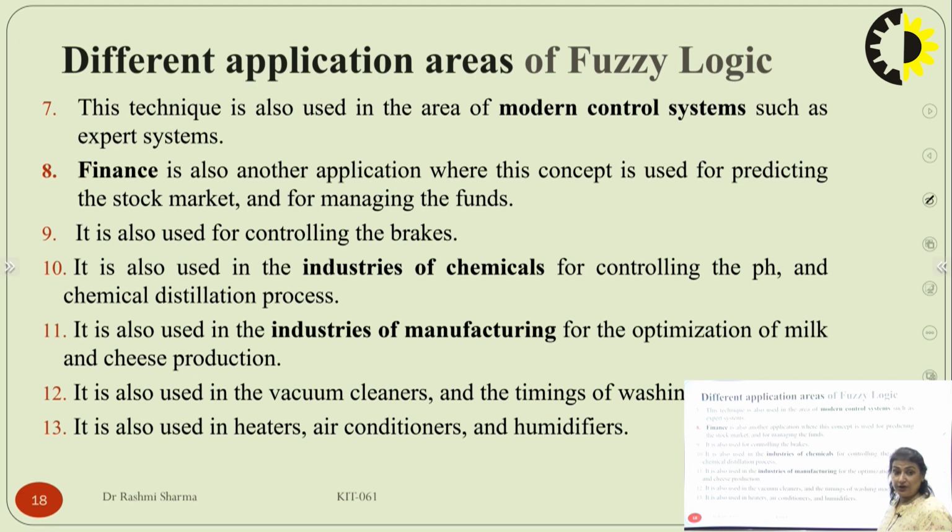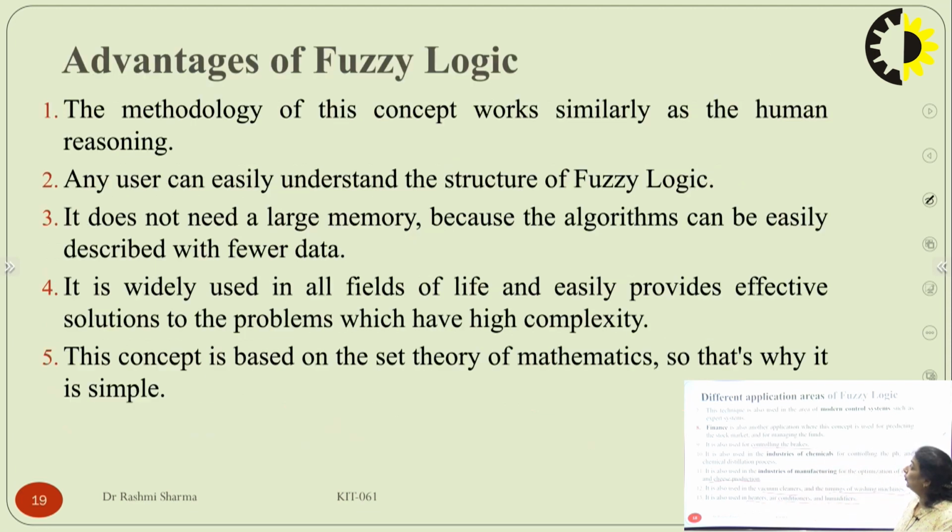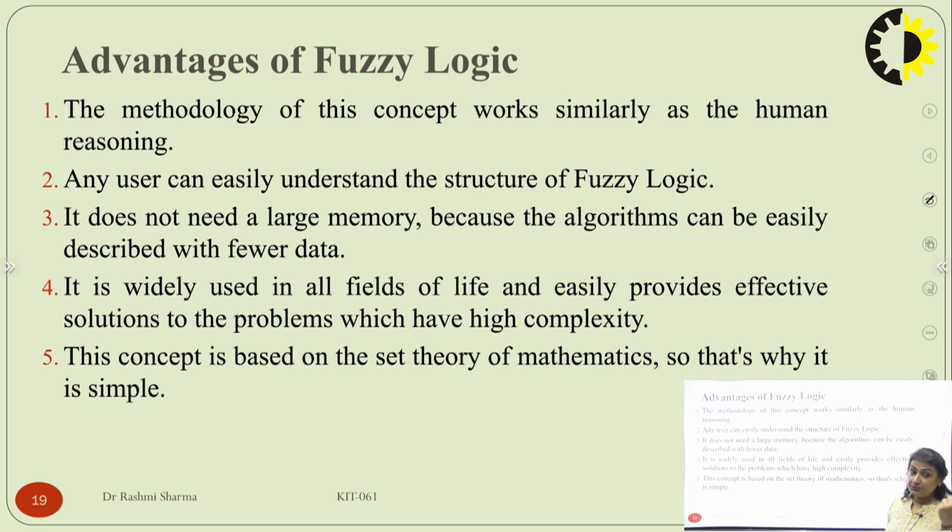Finances, nowadays we are also using fuzzy logic in finances for managing the funds which we have to invest where. It is used for controlling the brakes of automobiles, in the chemical industry, in the manufacturing industries for optimization of milk and cheese production, which milk is sufficient for which type of commodity. It can be used in vacuum cleaners, timing for the washing machine, it is used in heaters, air conditioners and the humidifiers which you have in your home. So these are some of the systems where we use fuzzy logic.